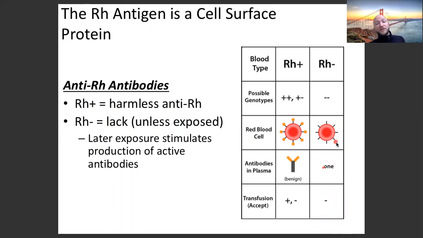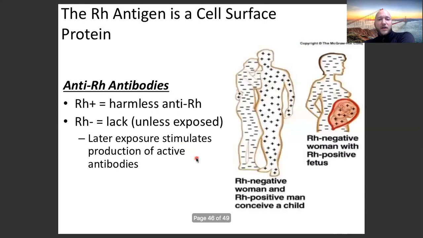Now with ABO, we saw that if you did not have the A antigen, you had the A antibody. That's not the case with Rh factor, because somebody who's Rh negative will only generate that antibody if they're exposed to blood that is Rh positive. And there's really only one situation that makes this a big issue, and that's when an Rh negative mom has an Rh positive fetus.